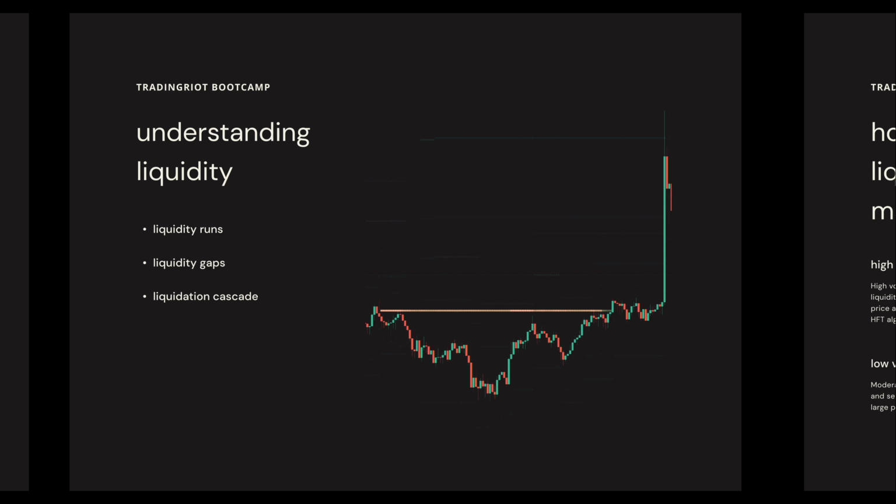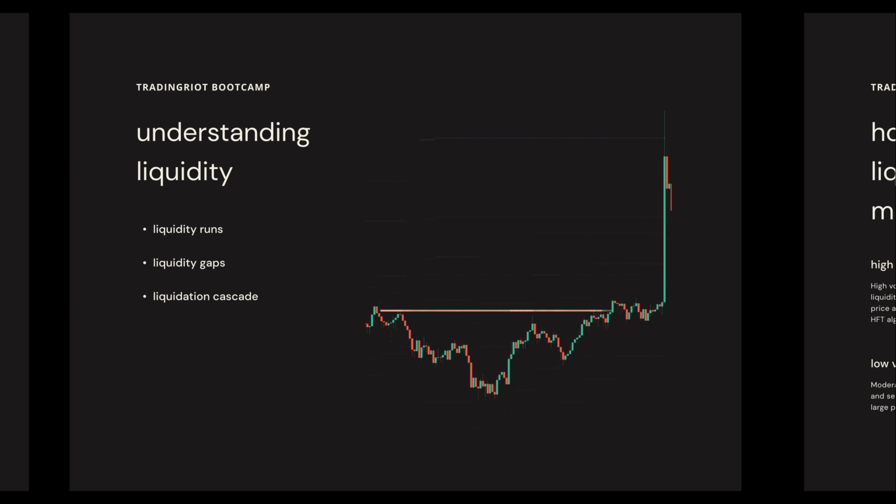So another concept tied to liquidity are liquidity gaps. You will hear much more about these further on, but there are names used for these, and you might have heard something like liquidity gap, low volume node, single print, the fair value gap, and so on.